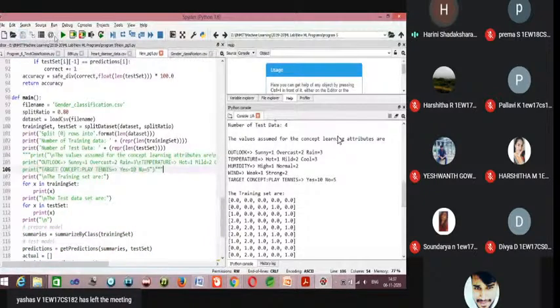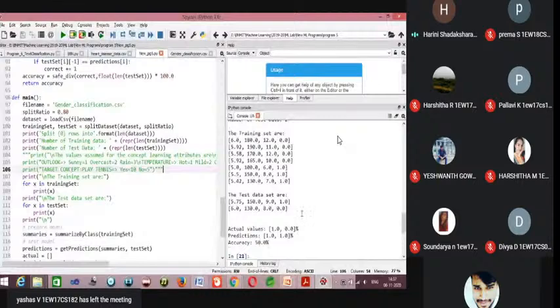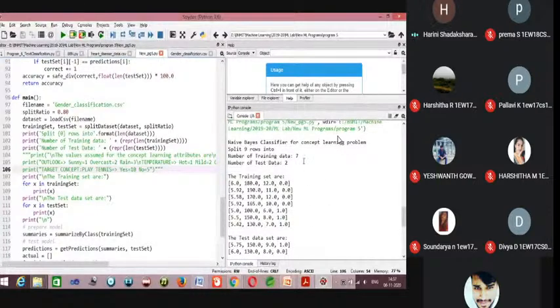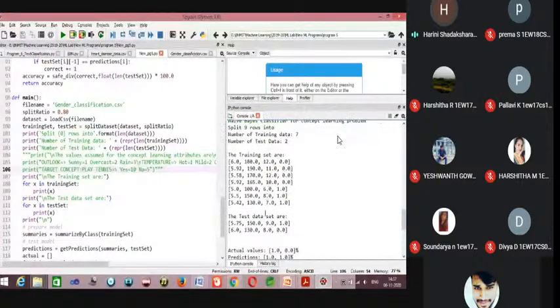So I have just commented. This works fine for my gender classification example. I have 7 training data and 2 for testing. So then what is it displaying? It's displaying all this training and testing data.